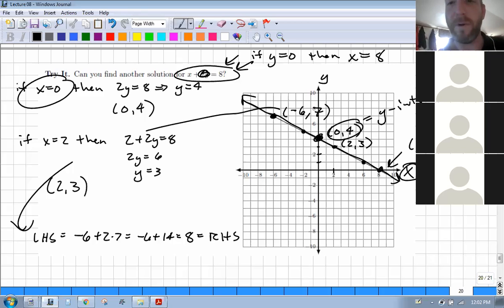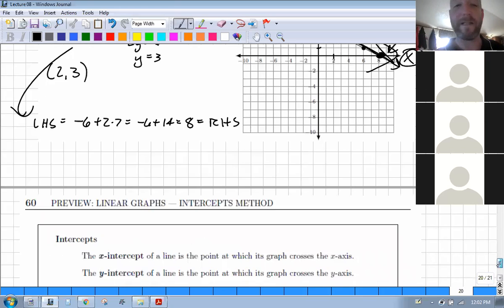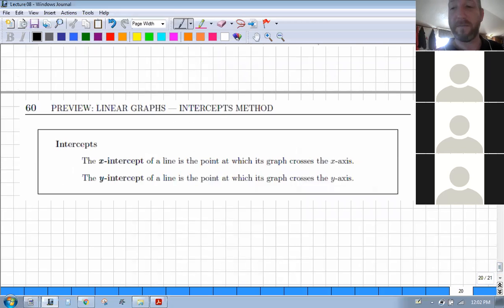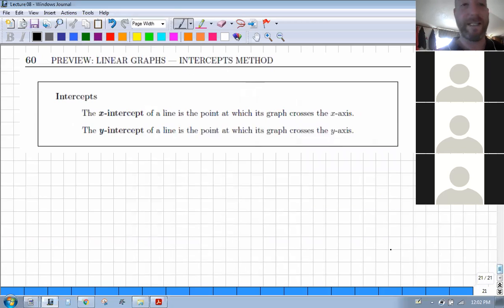And remember, 2 points make a line. So if you get those two, you just draw a line through it. Boom, there's all the rest of your solutions. So that's why we like the x and y intercepts. They're special in that sense. They're the easy ones to get.